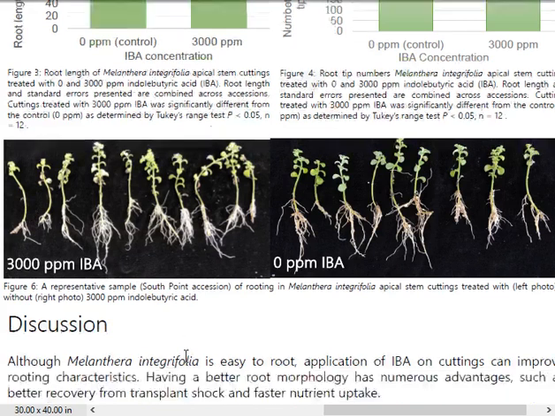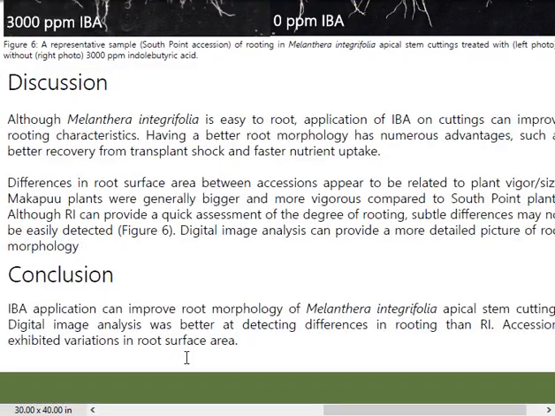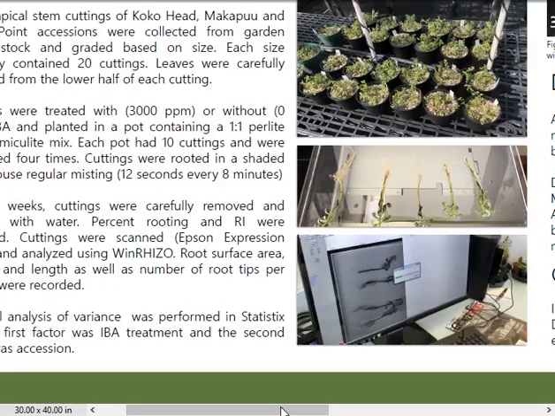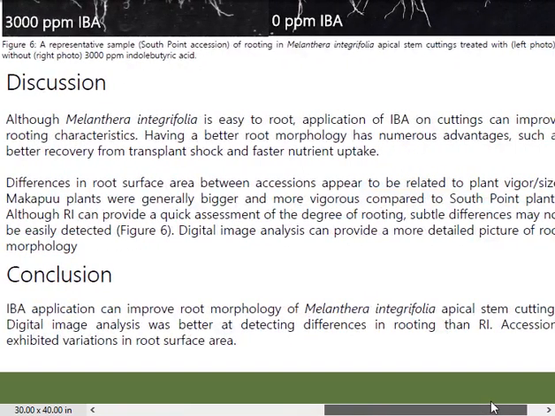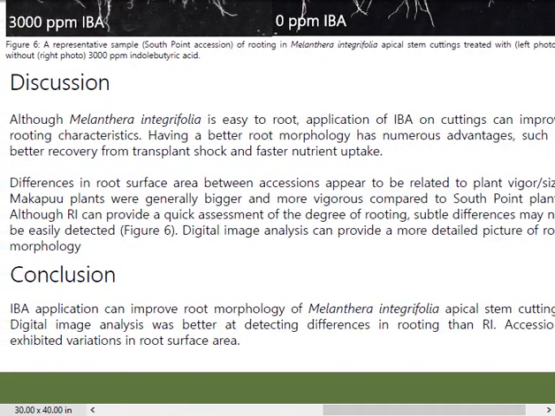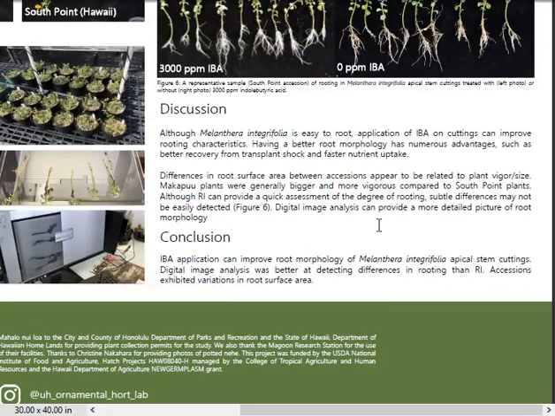So in conclusion, we found that Melanthera, although it is easy to root, IBA application can improve root morphology. There was some differences in terms of surface area between accessions, with Makapuu having a larger surface area of roots compared to the South Point plants. And we also found that the Makapuu plants were generally bigger and more vigorous compared to the South Point plants. Then finally, we saw that rooting index may be helpful as a quick assessment for rooting, but the digital image analysis was a little bit better in detecting slight differences that the eye cannot see.